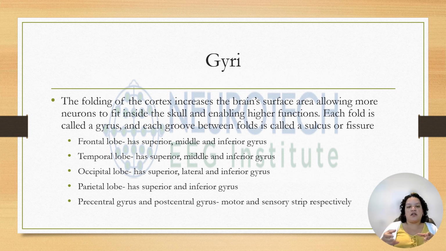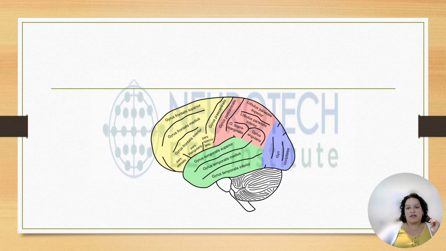Each fold is called a gyrus, and the plural is gyri. The grooves between the folds are called sulcus or fissures. The frontal and temporal lobes both have three gyri: superior, middle, and inferior. The occipital lobe has the superior, inferior, and lateral. The parietal lobe only has superior and inferior. Then we have the precentral gyrus and the postcentral gyrus, which are the motor and sensory strip, respectively.